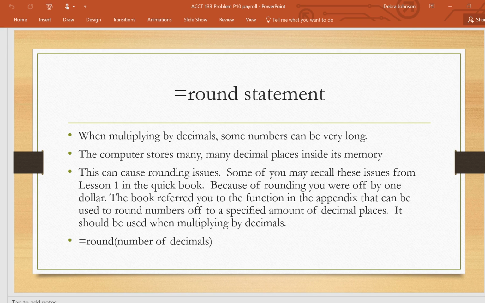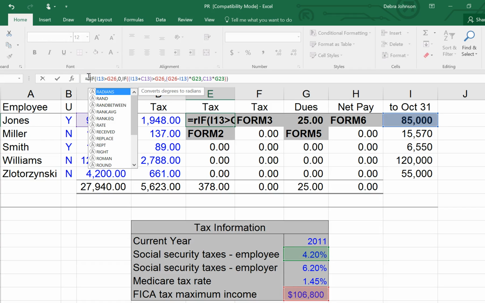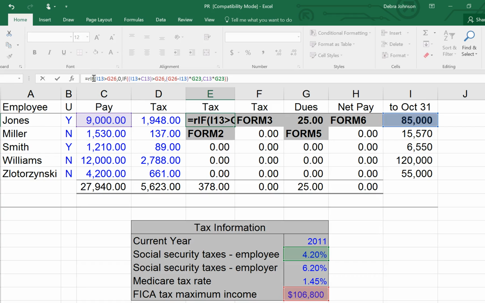The book referred you to the function in the appendix that can be used to round numbers off to a specified amount of decimal places. It should be used when multiplying by decimals. The formula looks like this. Equals round, you follow it by the number of decimal places. Let's go add the round function to our big long equals if statement. So I'm going to edit our first formula by going up to the top, typing the round function in right before the if.